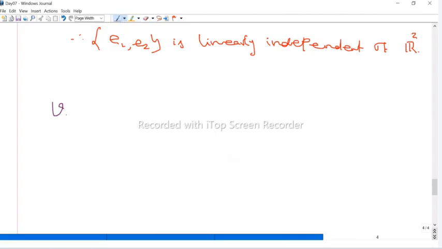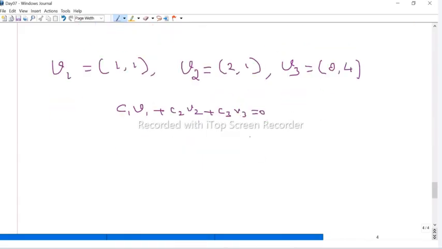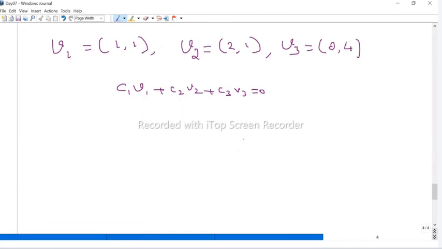Now suppose I am taking V1 equal to (1, 1). Take any vector. Suppose I am taking V2 equal to (2, 1). Suppose I am taking one more vector V3 equal to (0, 4). Now we are going to show that V1, V2, V3 are linearly dependent. That means if we consider the vector equation C1 V1 plus C2 V2 plus C3 V3 equal to 0, we will get a non-trivial solution. That is, at least one of the Ci is non-zero, but it satisfies the equation.